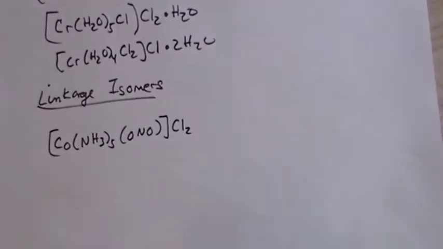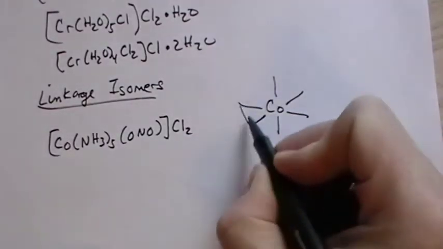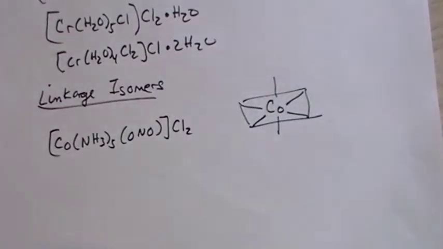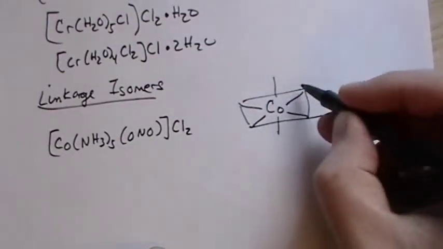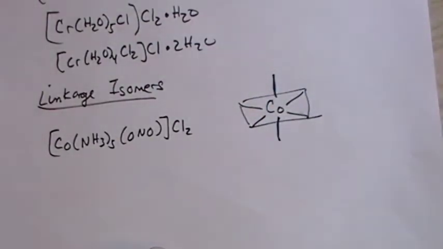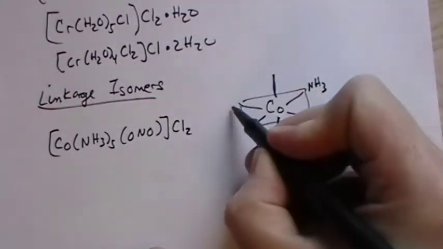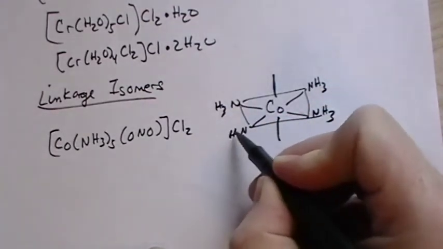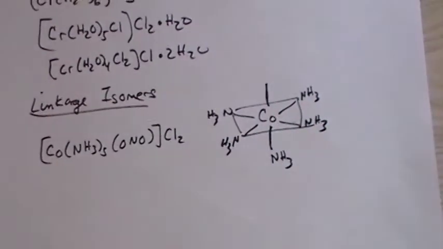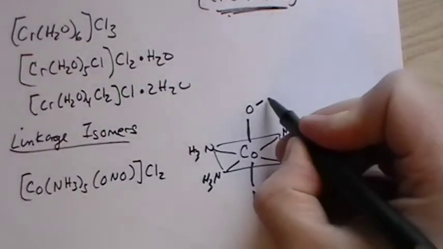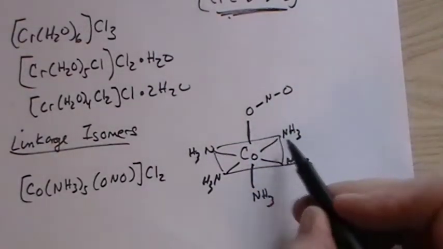Okay, linkage isomers. This one, I'll draw it out. Most of these complexes are going to have 6 sites, so you should get used to drawing this. You draw these 4 indicating a plane, this one above, this one below, and then we can put the ammonia, we have 5 of them. I write the ones backwards so that we can show that the nitrogen is always attached to the cobalt, and then we have this nitrito ion, like this.